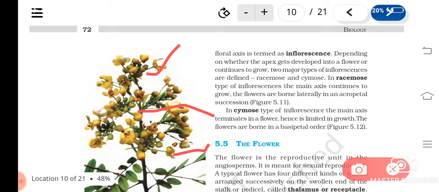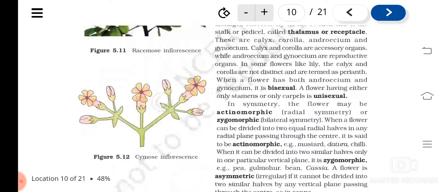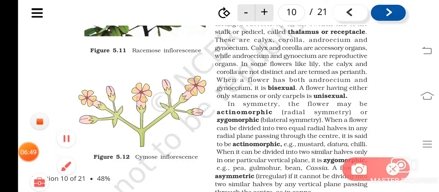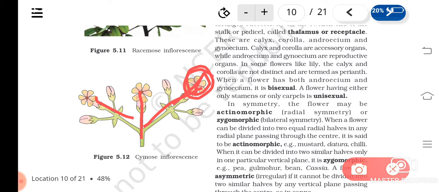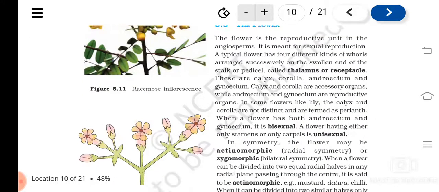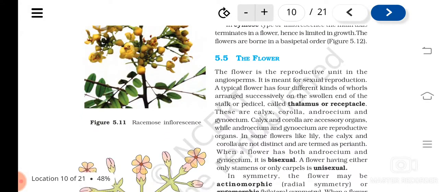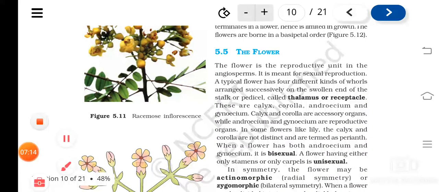Then in cymose inflorescence, the main axis terminates in a flower. You can see here, isn't it? The main axis terminates in a flower, and then it produces lateral branches. In this also, the main axis of each branch terminates in a flower, and the young flowers appear at the base. This is known as basipetal order, and this is in racemose, where you can see acropetal succession.